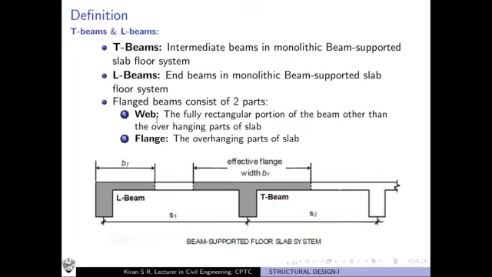So what is web? The full rectangular portion of the beam other than these outstanding parts of the slab, we call it web. So this, the central portion of the T-beam, the full rectangular portion, we call it as the web. Here again, this full rectangular portion, we call it as the web. So every flanged beam is composed of two parts, the web as well as flange.